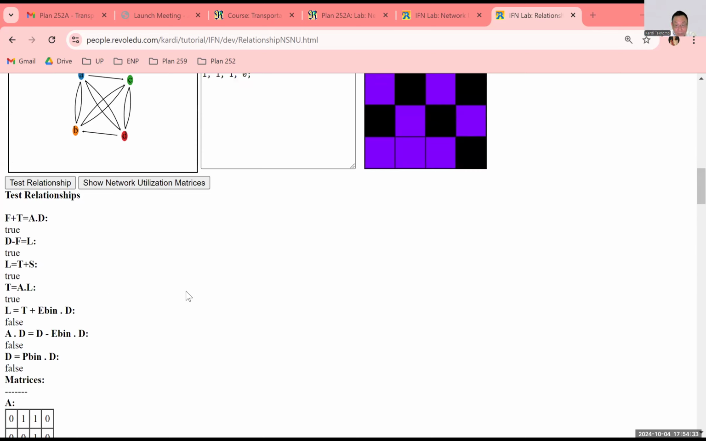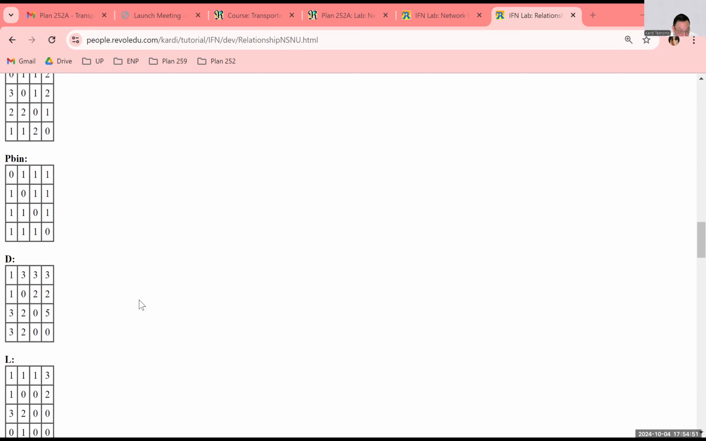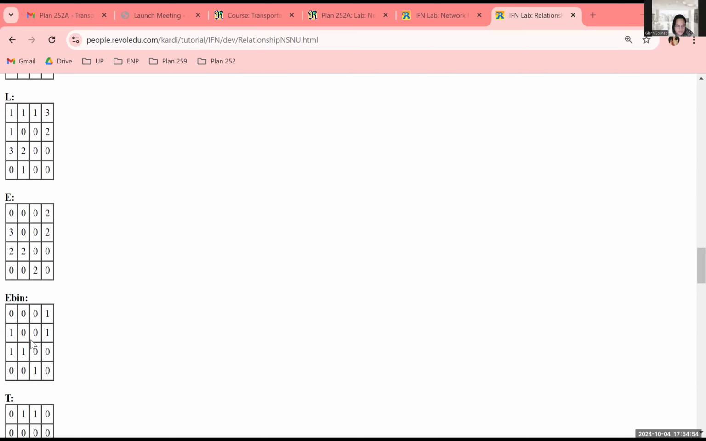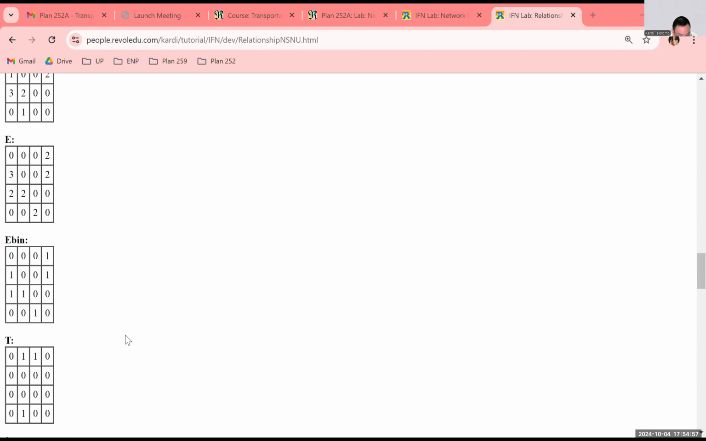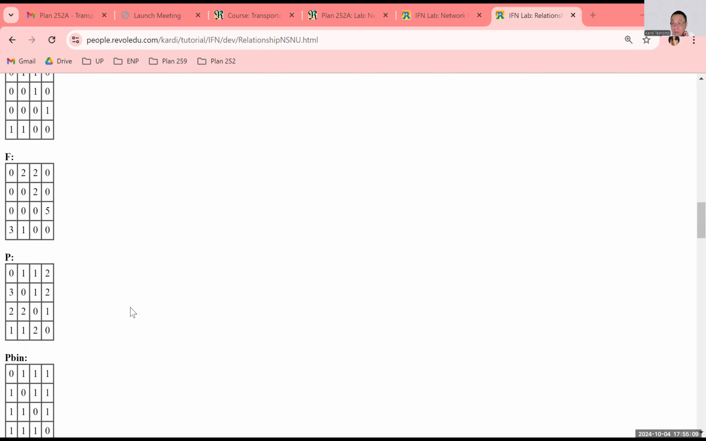E means, and P is the path matrix. E is P minus A. Correct. So E is basically the path matrix P minus A. So there are certain relationships that are still not correct.